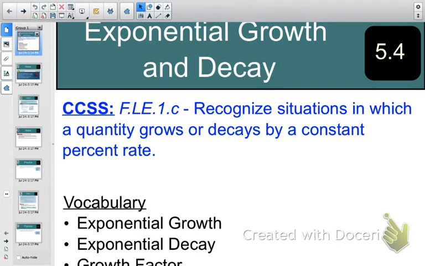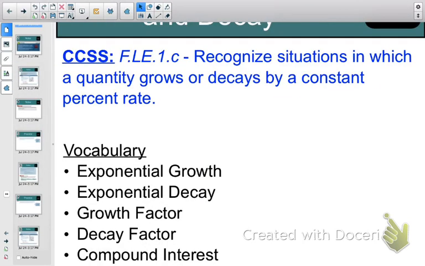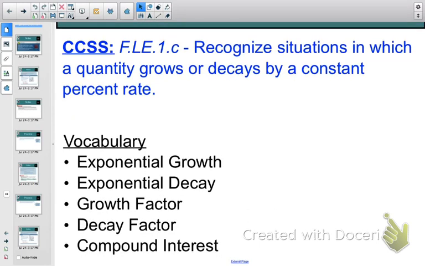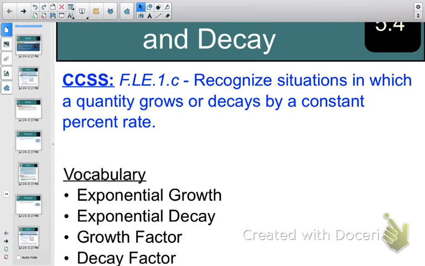Hey guys, today we are going to do 5.4, which is about exponential growth and decay. I'm going to try to go fast because there's kind of a lot of stuff to cover, so I don't want to go over like I did last time. So Common Core State Standard, FLE1. Right, FLE1, recognize situations in which a quantity grows or decays by a constant percentage rate.